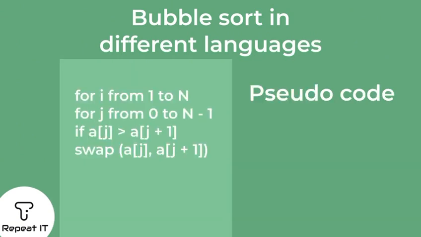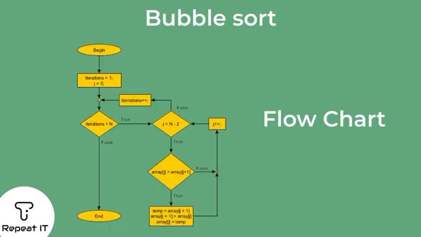And this is a pseudocode of bubble sort. This is the flowchart of bubble sort.